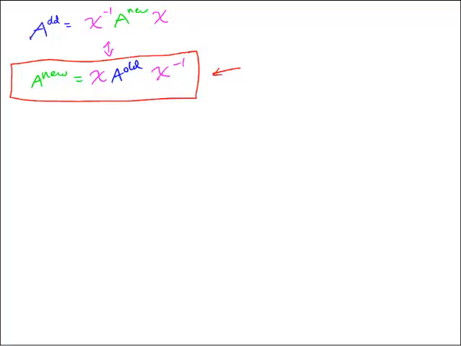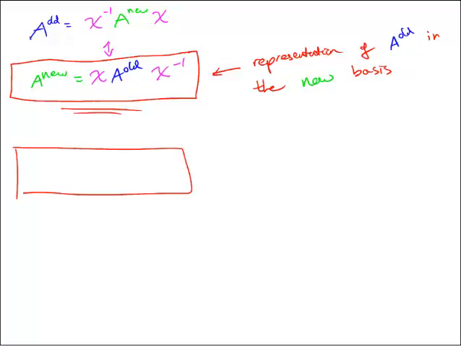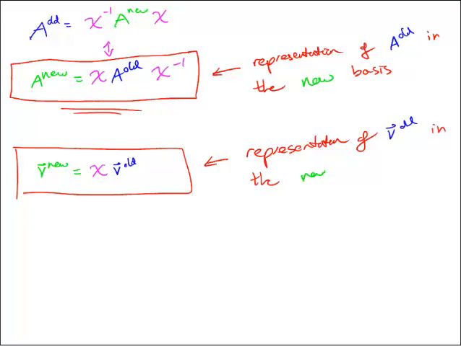This is the representation of A old in the new basis. So this is how you write A new such that it has the exact same action A old had, but in the new basis. So this is how we change the basis of a matrix. And how did we change the basis of a vector? Well, we had that V new was equal to X times V old. So that's the representation of V old in the new basis.